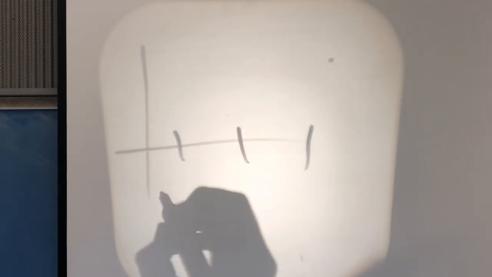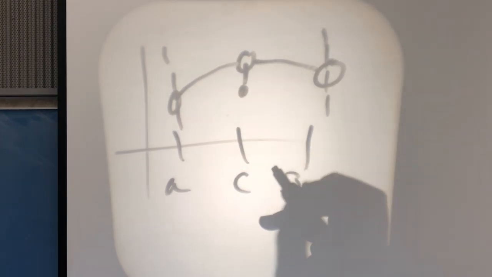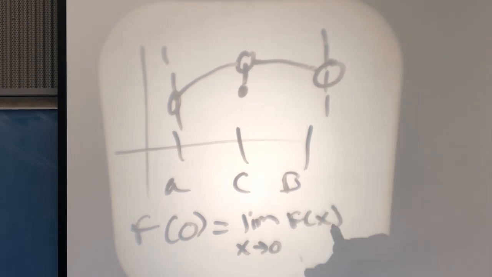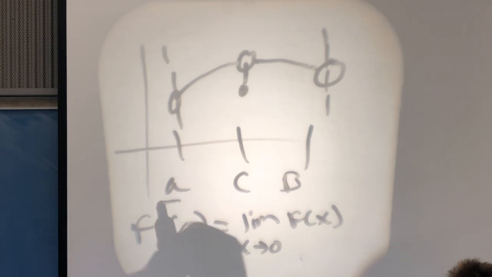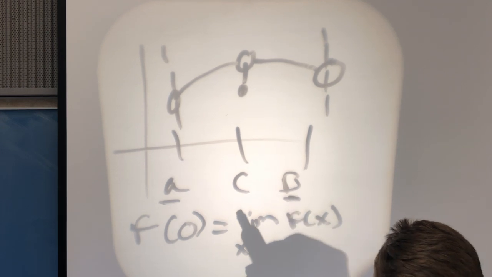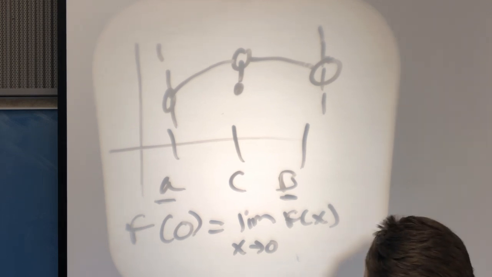In our third example, this breaks our third rule, where f of 0 has to equal the limit as x approaches 0 of the function. So the limit from the left, which is the a, has to equal the function of c, and the limit from the right, b, has to equal the function of c, and they do not equal each other, which breaks the third rule, which makes it not continuous.